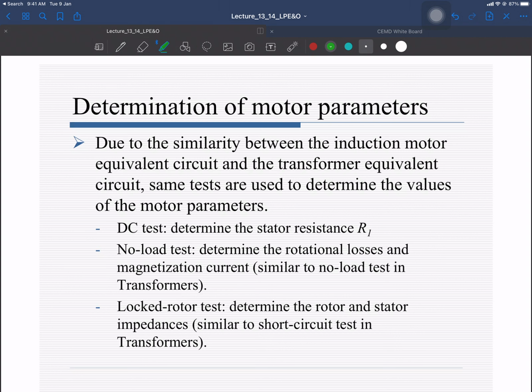In the last video, we discussed the torque speed characteristics of the induction motor. In this one, we are going to see how we can determine the different parameters which are required to develop the equivalent circuit for the induction motor and then are used to sketch the torque speed curves.